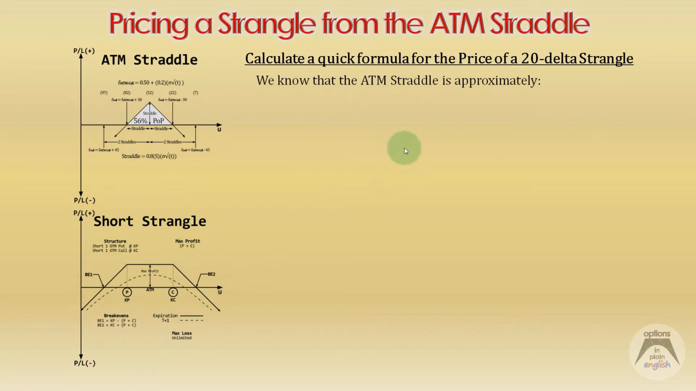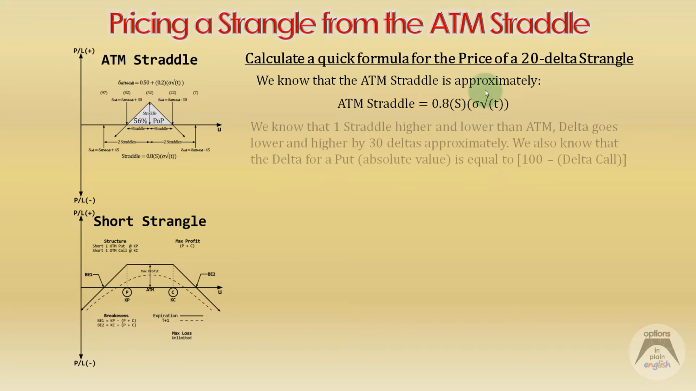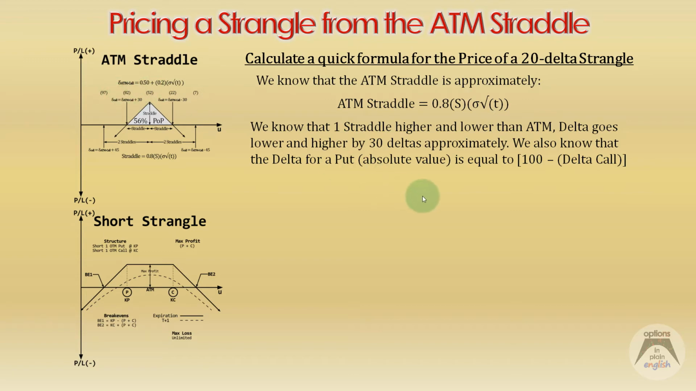We know that the at-the-money straddle is approximately 0.8 times the stock price multiplied by the implied volatility by the square root of time. We know that one straddle higher and lower than the at-the-money, delta goes lower and higher by 30 deltas approximately. So in this example, it's going from 52 to 22 and then to 82. Remember, these are approximations, but they're pretty accurate.